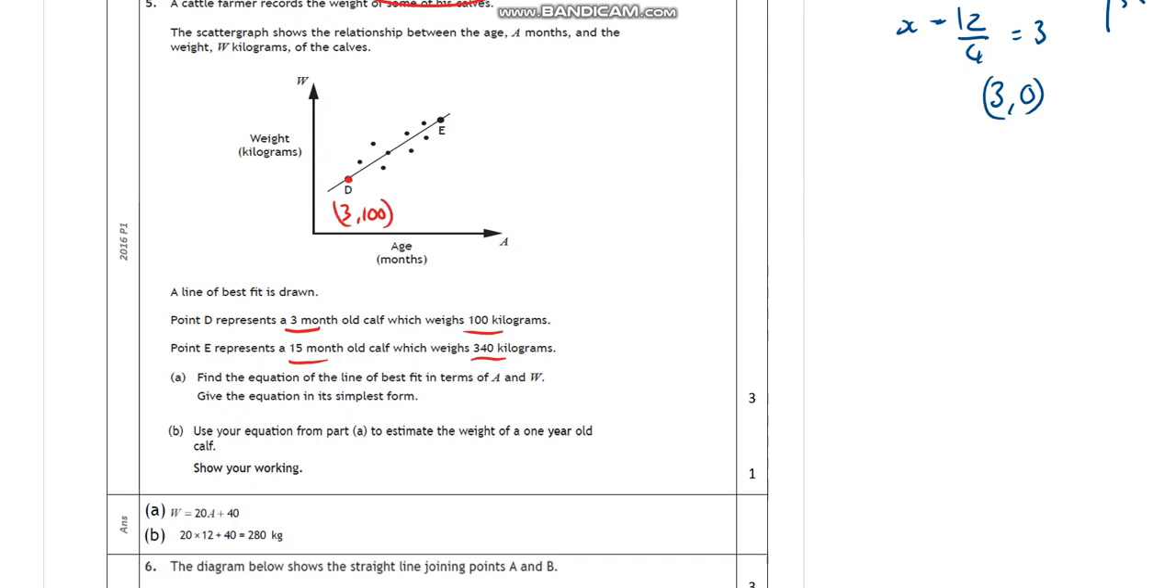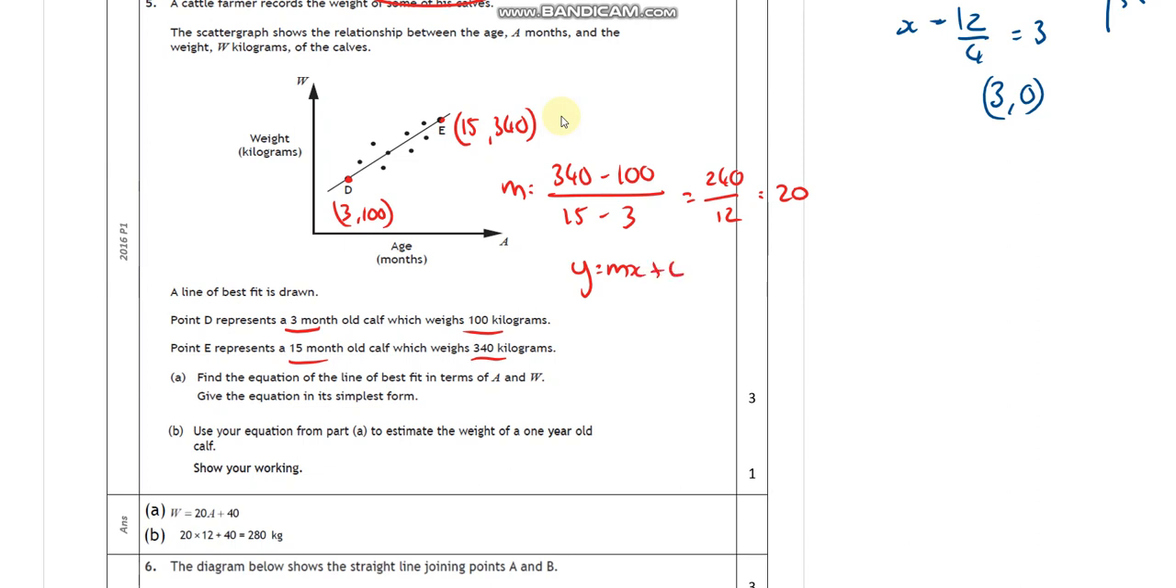It's 5, 340. So that's my 2 points. So the gradient of the line is going to be y2 take away y1, doesn't matter which way around they are, over x2 take away x1, as long as if you're following this point 2, this is x2, y2. So it's going to give me 240 divided by 12, that's going to be 20, a bit of a steep one in there, 20. And then I'll say, okay, so my m, the gradient, is 20, and y equals mx plus c.